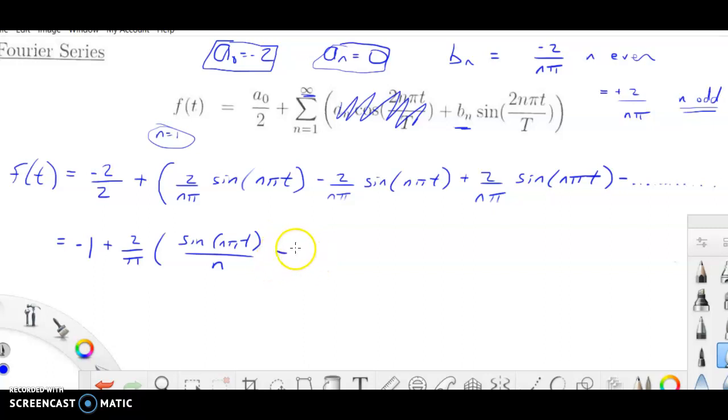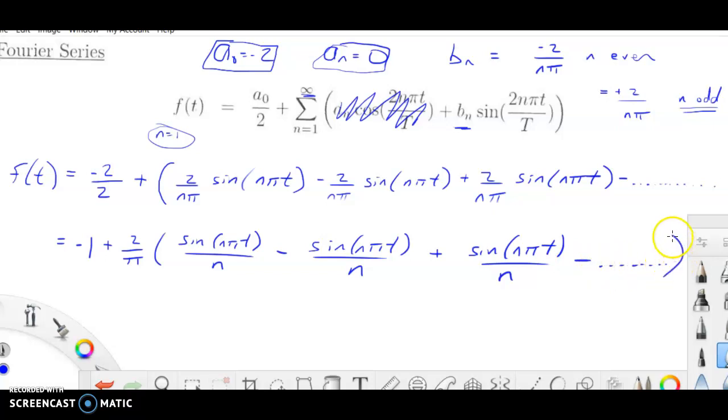The next one is going to be minus sine n pi t over n, because that's the even, that's n equals 2. And the next one is n equals 3, so it's going to be odd, so it's going to be positive, plus sine n pi t over n, and you get the picture, and so on. So that'll be the full series then.